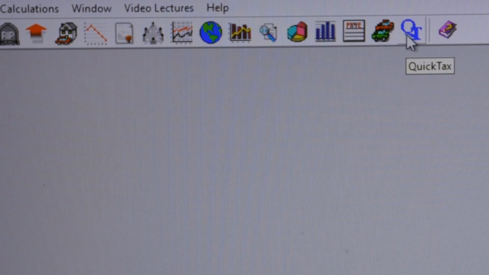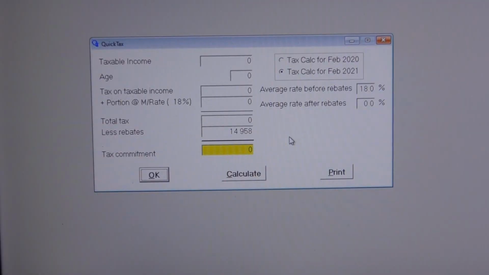This icon accesses the quick tax calculator. You enter the taxpayer's age and taxable income, and the quick tax calculator shows the tax, primary rebates, and the average rate before and after rebates. The tax figures for current and previous tax years are shown for comparison.